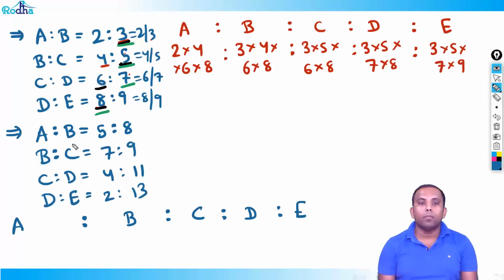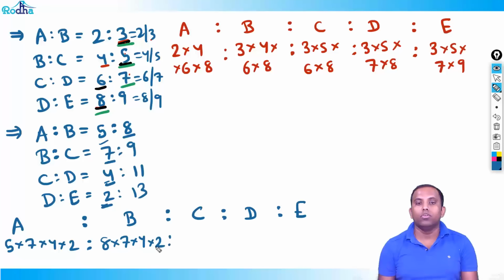So what is A here? Basically all the numerators. That is 5, 7, 4, 2. So A is 5 into 7 into 4 into 2. What is B here? Now shift 1. First denominator and next three numerators. That is 8, 7, 4, 2. For C, shift 1 more. That is the first two denominators and last two numerators. That is 8, 9, 4, 2. So C will be 8 into 9 into 4 into 2.